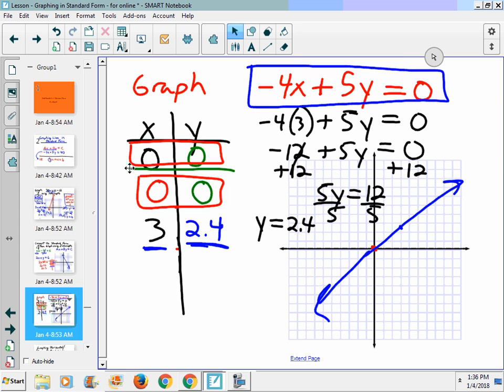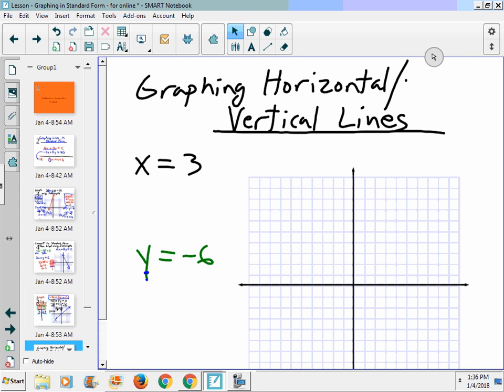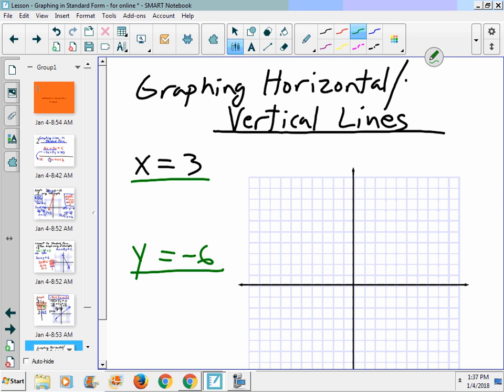And the last thing I want to talk about today is graphing horizontal and vertical lines. Okay? And the first thing I want to talk about actually is how to recognize an equation is a horizontal or vertical line. And it's actually pretty simple. A linear equation is going to be a horizontal or vertical line if it's one variable equal to a number, like these two examples that we have here.